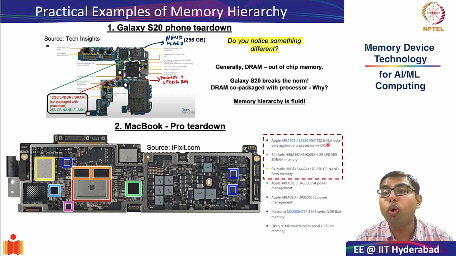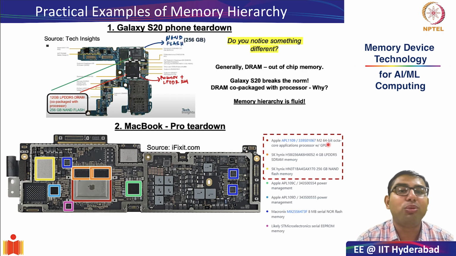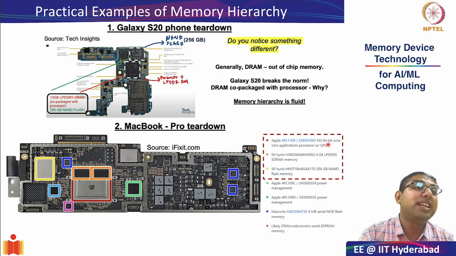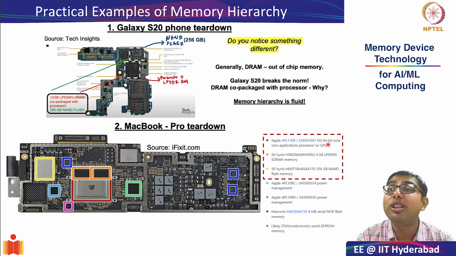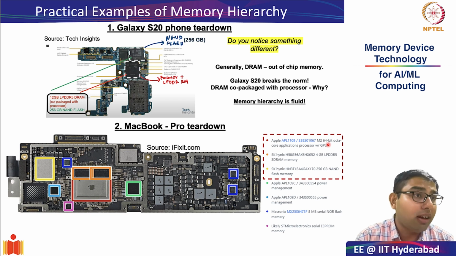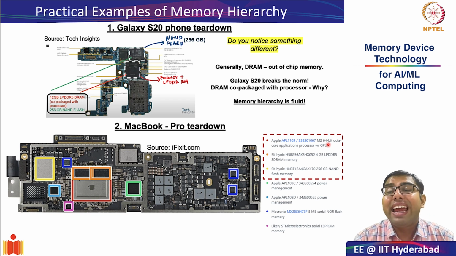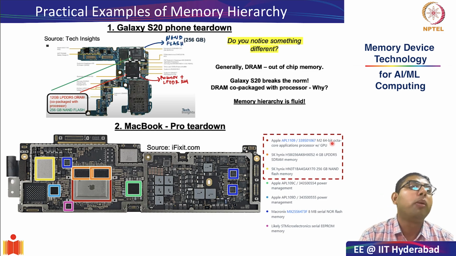It is a 64-bit octa-core processor. What does that octa-core mean? Please remember what we were seeing in the previous slide. In order to have parallelism, you were integrating many cores into the CPU subsystem. So this particular chip has 8 cores. So you can do parallel processing with 8 cores.